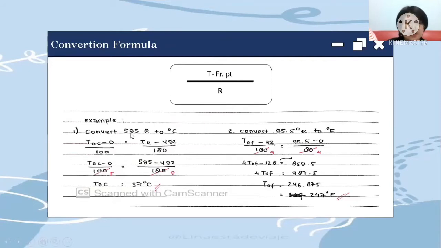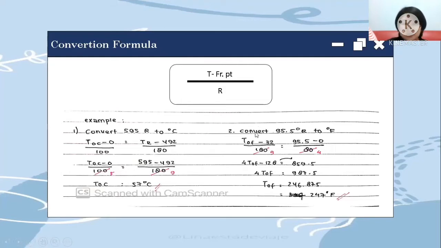The first one is convert 595 R, or Rankine, to degrees Celsius. Since we want to find Celsius, we put T degrees Celsius minus 0 over the range, which is 100, is equal to, since we know the given is the Rankine, temperature Rankine minus the freezing point 492 over 180. Since 100 and 180 can be further simplified, let's simplify it into 5 and 9. Now we can cross multiply it, and we shall get 57 degrees Celsius.